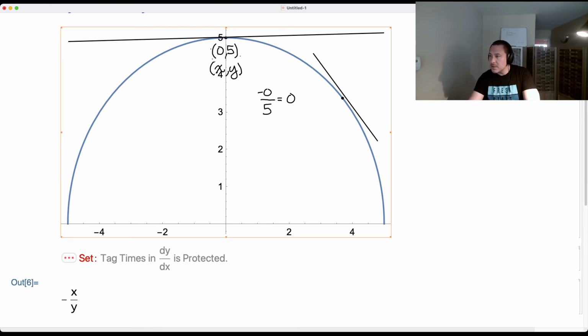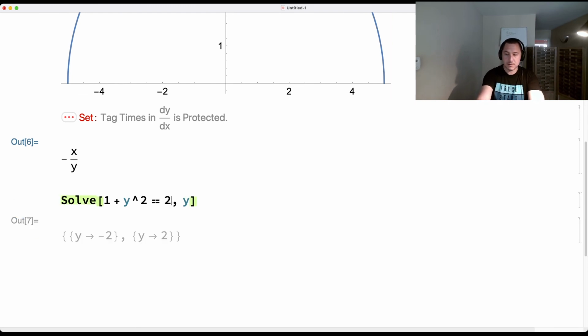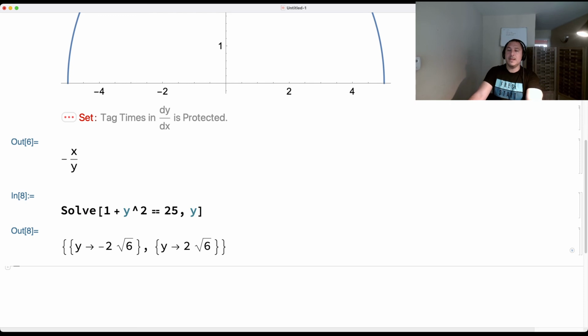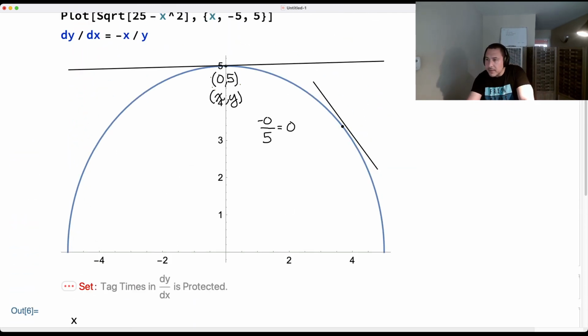So let's say you have this point right here. Actually, 1, 2 is more like over here. Wait, that doesn't make a lot of sense. If you plug in x is 1. Oh, 5 squared. I'm supposed to put it equal to 25. No wonder. Sorry, my bad. Okay, so if the x value is 1, the y value is 2 root 6. So let's put a point like right here.